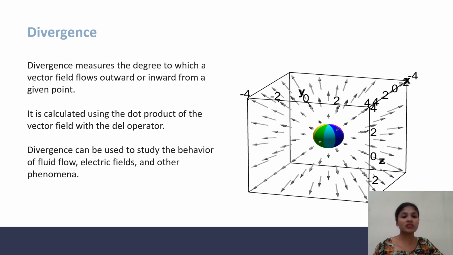Divergence. The divergence measures the degree to which a vector field flows outward or inward from a given point. It is calculated using the dot product of the vector field with the del operator. Divergence can be used to study the behavior of fluid flow, electric fields and other phenomena.